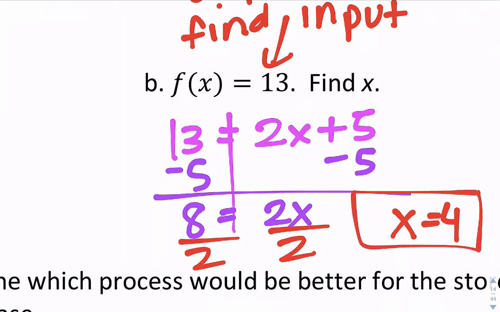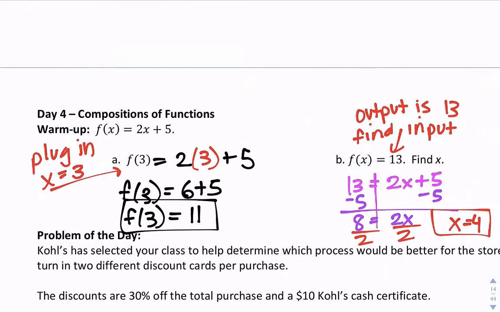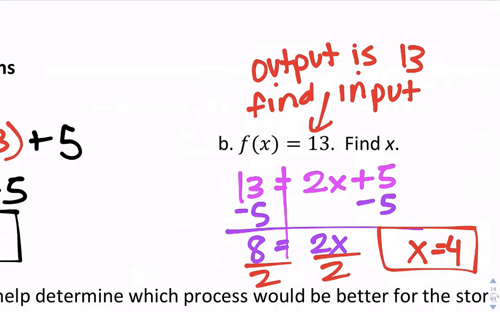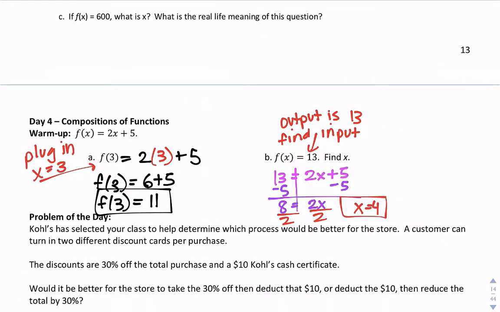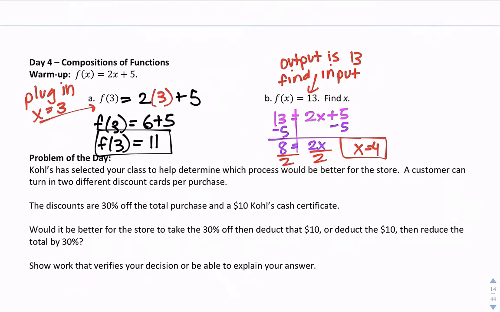All right, so one is you have the input, plug it in, find the output. One is here's the answer, find the input. So we looked at those yesterday. All right, so here's a problem of the day to kind of represent what is the composition of functions. So Kohl's has selected your class to help determine which process would be better for the store. A customer can turn in 2 different discount cards per purchase. Here are the 2 discounts. One is 30% off total purchase, and the other is a $10 Kohl's cash certificate.